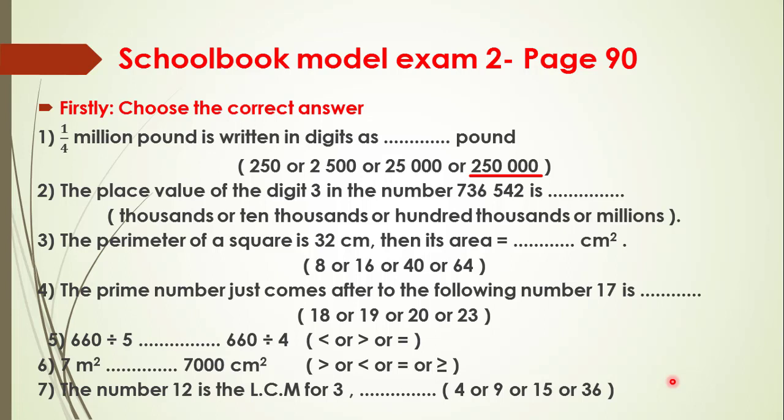Number 2, the place value of the digit 3. Look at this number. 3 is in which place? Unit, tens, hundred, thousand, and here 3 is in 10,000. So I'll choose 10,000.